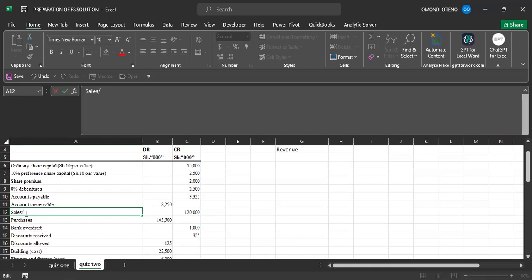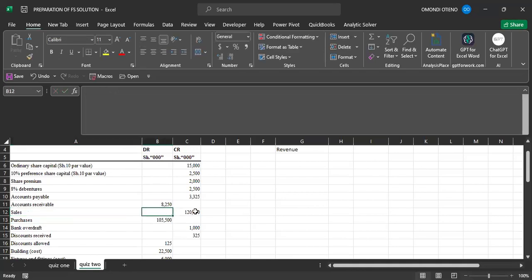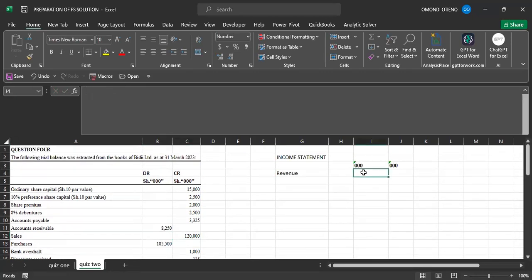Sales stroke purchases. So what are they trying to test there? You should be able to understand that when you have sales and purchases, sales will be having a credit balance, purchases will be having a debit balance. So if they combine sales and purchases within the same place, you just know the debit one is the purchases, the credit one is the sales. So our sales here is equivalent to 120,000. Now that everything is in thousands, then we come to cost of sales.